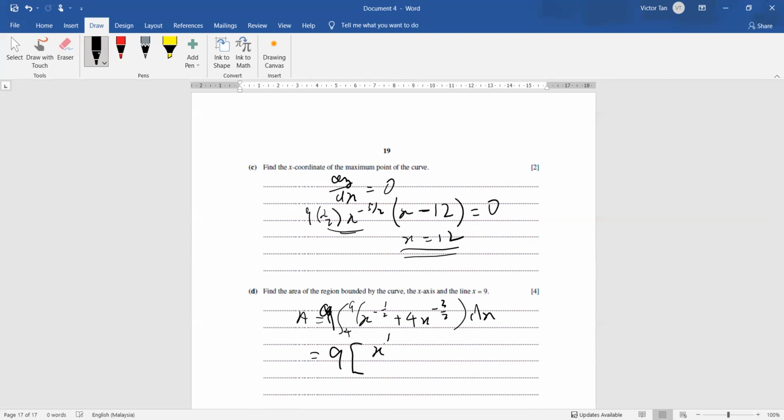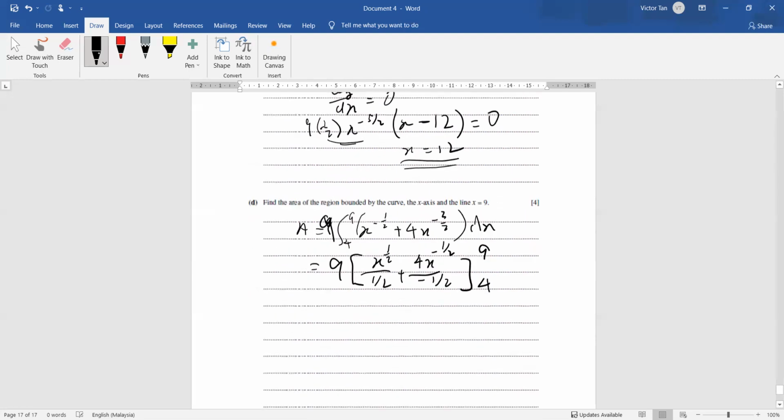Add the power by 1, you get half over the power. Add the power by half, you get minus half. Add the power by 1 and over minus half, from 4 to 9. Okay. Substituting. I'm going to simplify first. So this is 2x to the power half, plus minus 8 over x to the power half.